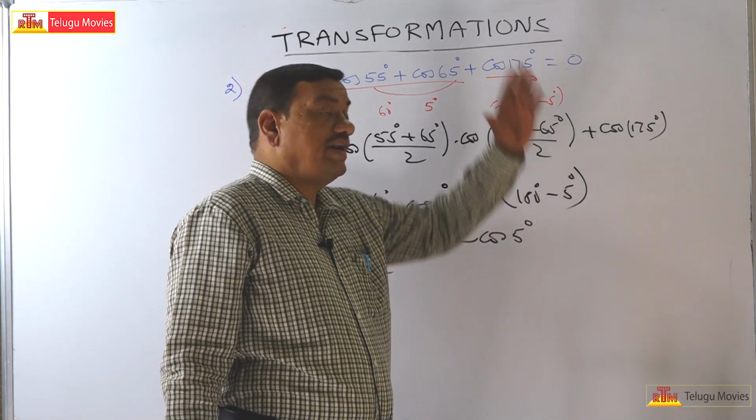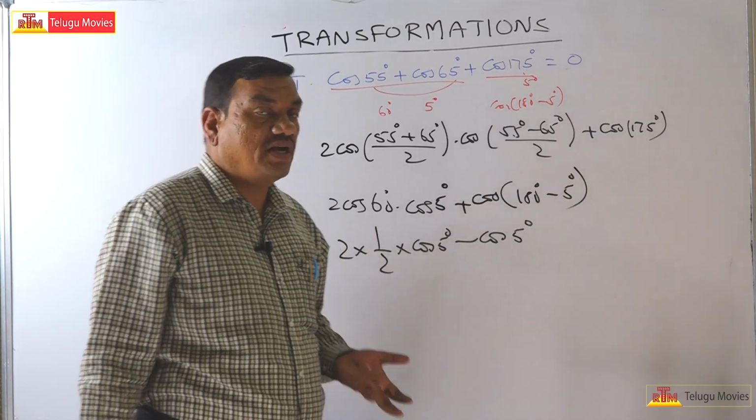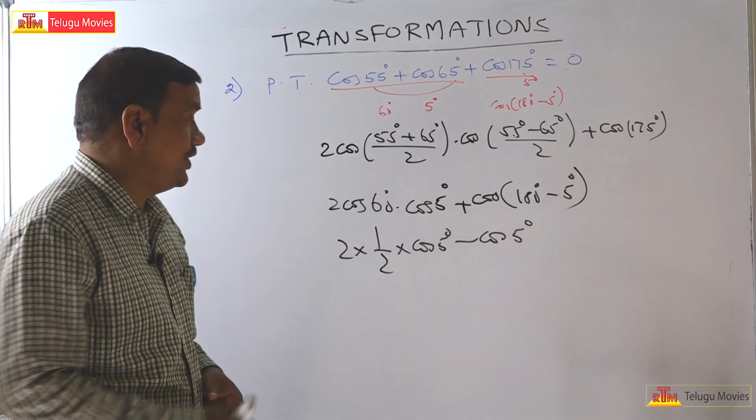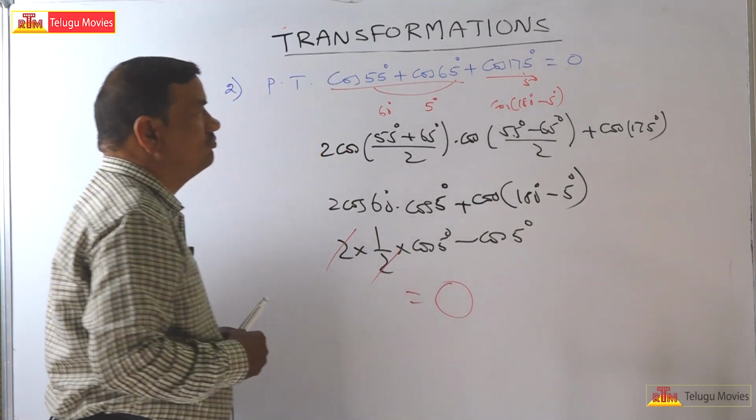Why? Because 180 minus theta lies in the second quadrant. In the second quadrant, the cos ratio will become negative. Therefore, here 2 will get cancelled. You will get 0. Understand?